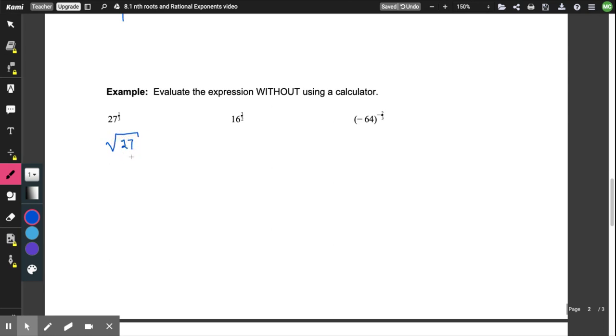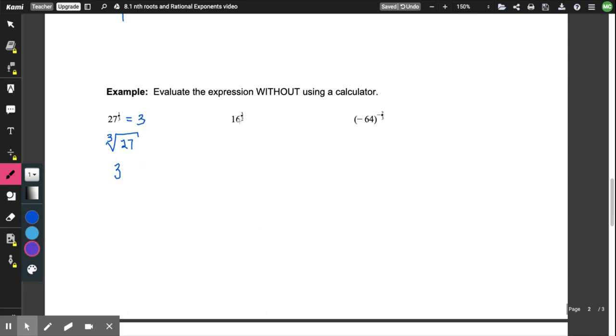The 27 is my radicand, so that goes inside. 1 is the power, the numerator is the power, so I don't have to write that. The denominator is my index for my root, so that's a 3. So now I need to figure out what the third root of 27 is. That would be what times itself 3 times gives me 27, and that would be a 3. So 27 to the 1/3 power is just 3.